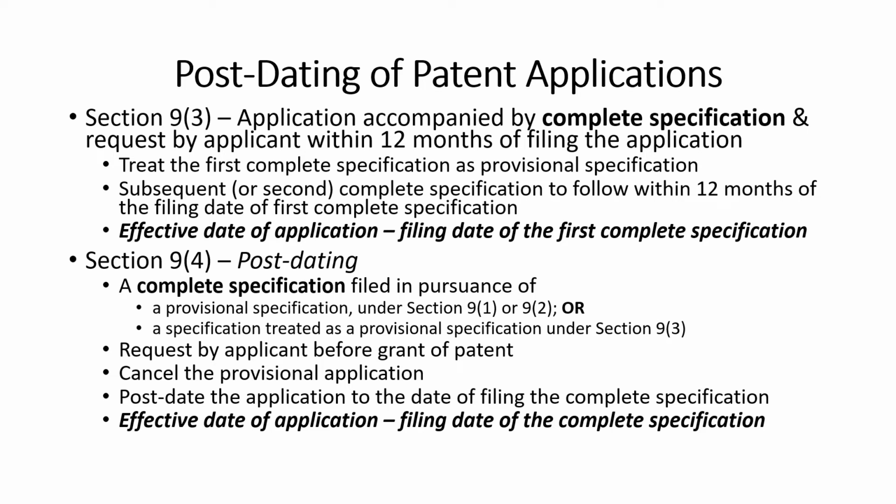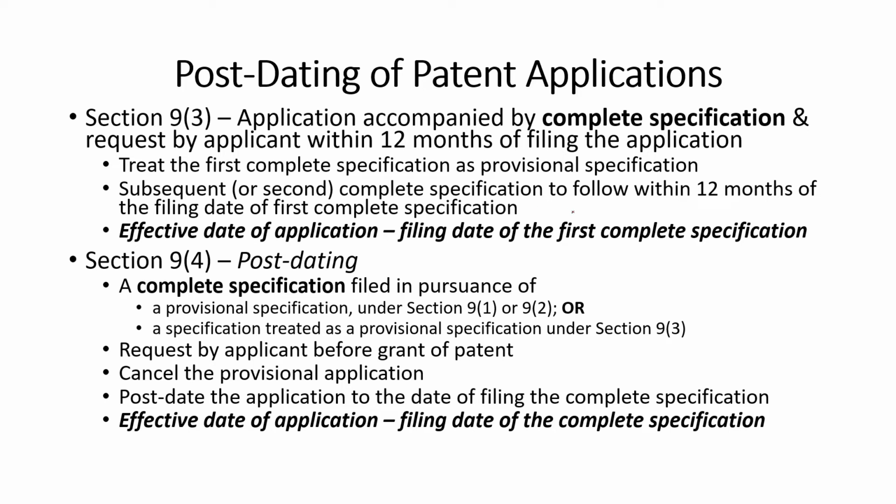Section 9.4 deals with another peculiar situation, and this is the first post-dating provision that is provided. It provides that where a complete specification has been filed in pursuance of a provisional specification under Section 9.1 or Section 9.2, or maybe if you have filed a specification which has been treated as a provisional specification under Section 9.3. In a way, what we are talking about is the second complete specification in respect of Section 9.3. So that would be considered as the complete specification.